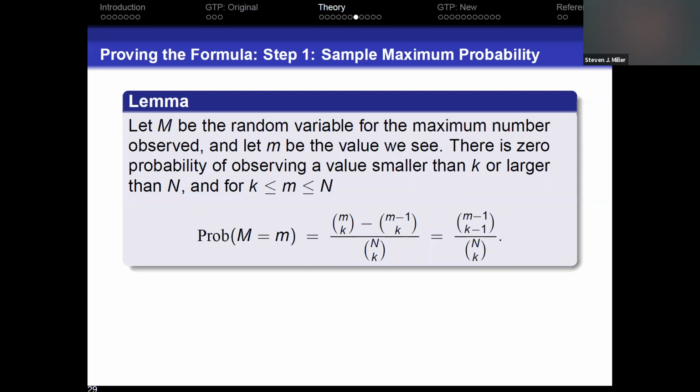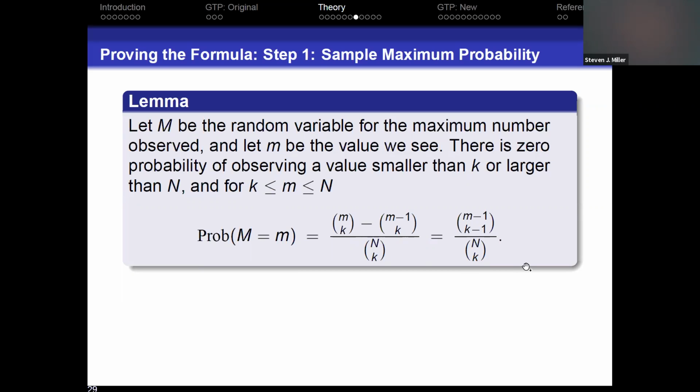So now we can get into the real model for the German tank problem. So let's let M be a random variable for the maximum serial number observed, and let little m be the value. So there's zero probability that we're going to observe a value smaller than k, because the tanks are labeled sequentially, and there's a zero probability that we'll observe something larger than n. And so the probability is only non-zero for m between k and n, and it's given by the following.